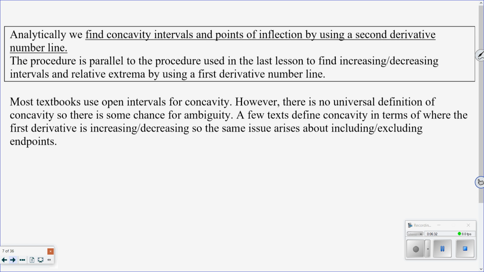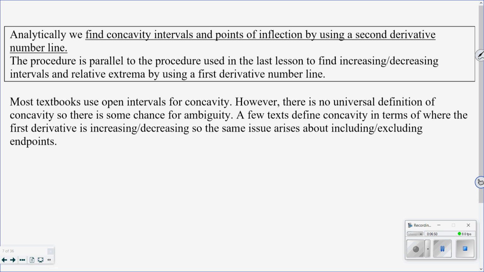So by taking the second derivative and doing the number line, just like we did with the first derivative, remember the first derivative told us relative maxes or relative mins. The second derivative tells us whether it's concave up or concave down, and we can also use it to find points of inflection.